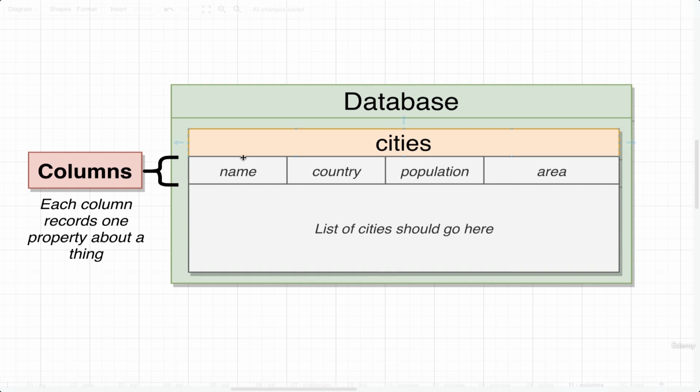So inside of a table, we have many different columns, and each column is going to store some information about a very specific property of some record. Because we want to store the name, country, population, and area for each city, we make 4 columns, one for each of those different properties.